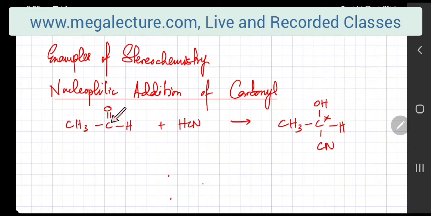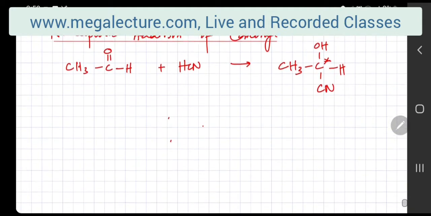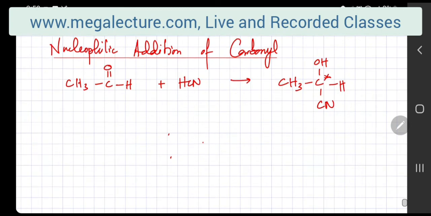I've got an aldehyde over here. Ethanol, HCl reacts with it. You need an NaCN catalyst, and that results in the formation of a cyanohydrin. So you've already studied this reaction in AS. What I'm going to show you now is how stereochemistry is going to affect this reaction. So let's focus on the shape of the molecule now.